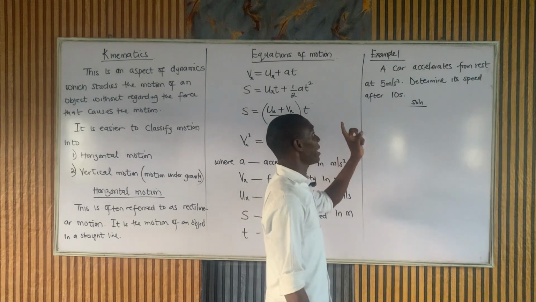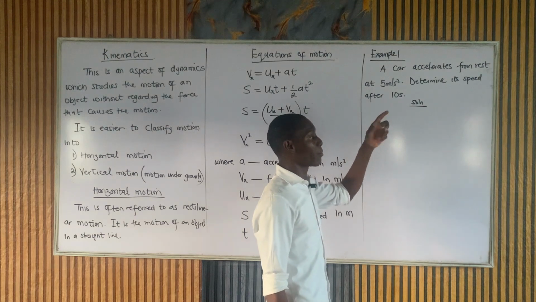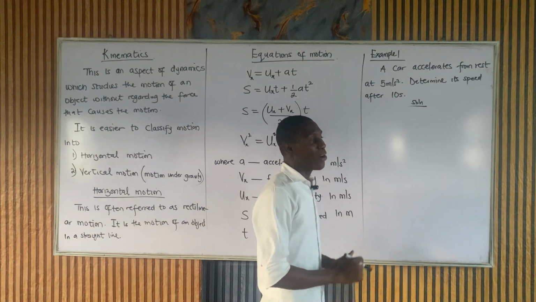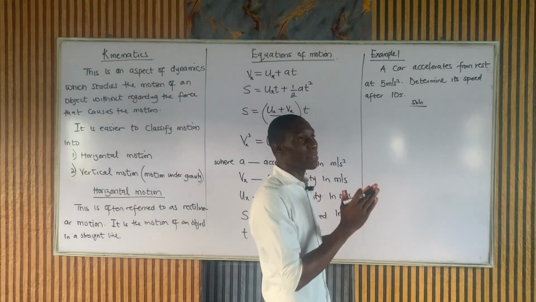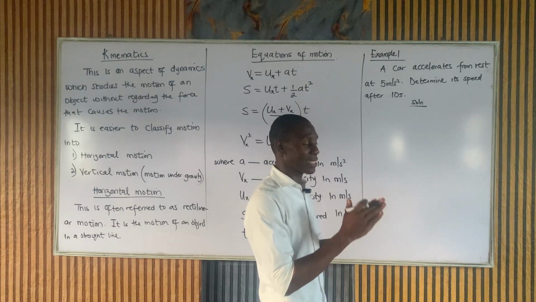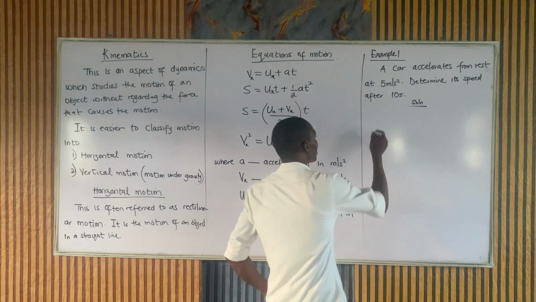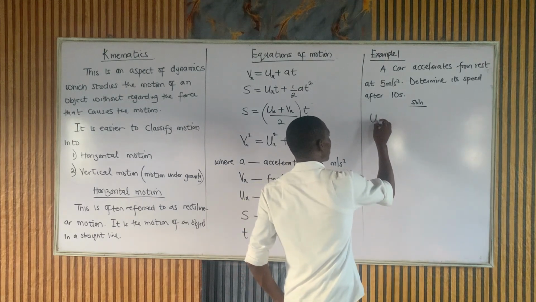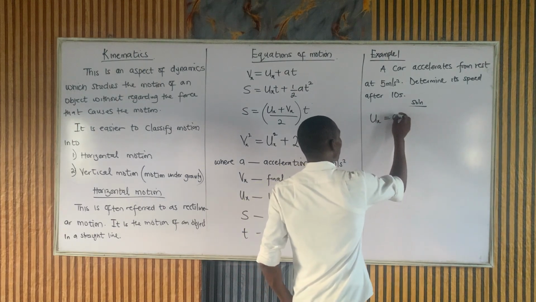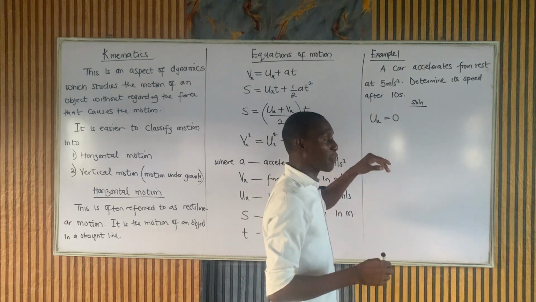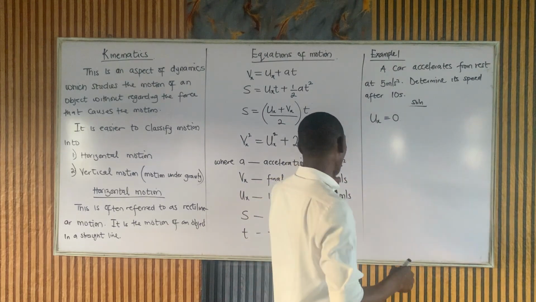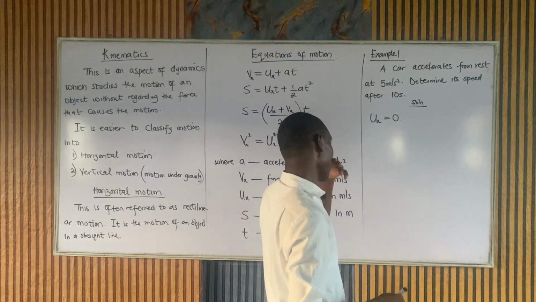Example 1: a car accelerates from rest. I want to say this now: whenever an object starts from rest, it simply means initially it was not moving. Starting from rest, we can easily say that the initial velocity is equal to 0. Because the motion of a car is a horizontal motion, that's how I will solve it using these equations.